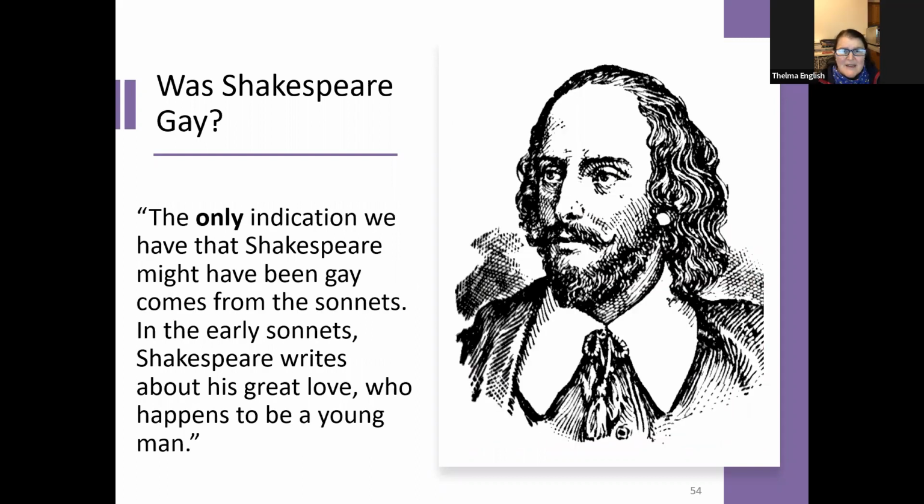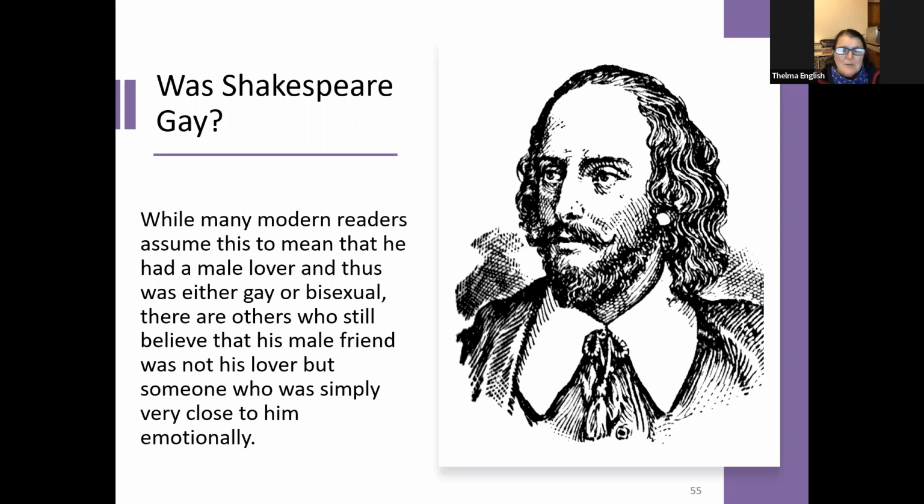The only indication that we have that Shakespeare could have been gay comes from those sonnets written to the young man. In the early sonnets, Shakespeare writes about his great love, who happens to be a young man. But is it really Shakespeare? Are these really written from Shakespeare to another man that he knows? Or are these poems written by Shakespeare for someone else?